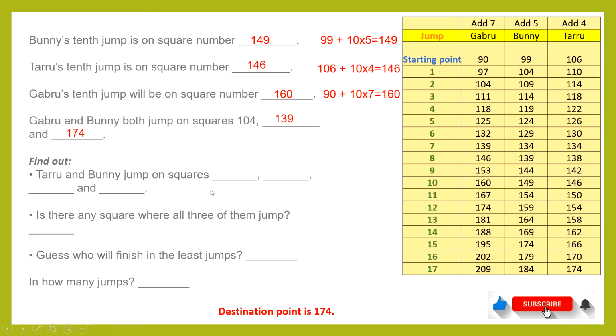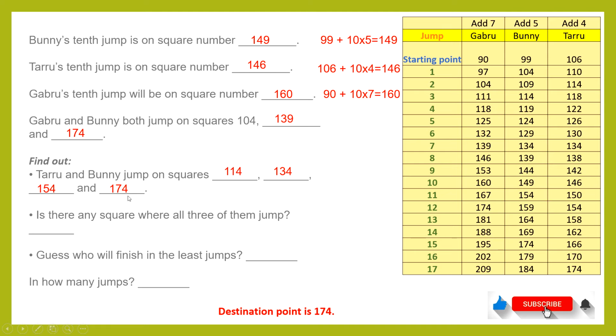Taru and Bunny jump on squares. If you look at Taru and Bunny, what do we need to do? We need to see these two columns, the Taru and Bunny columns, and find the matching numbers. If you look at these numbers, these will be matching: 114, 134, 154, 174. All these numbers will match in these two columns.